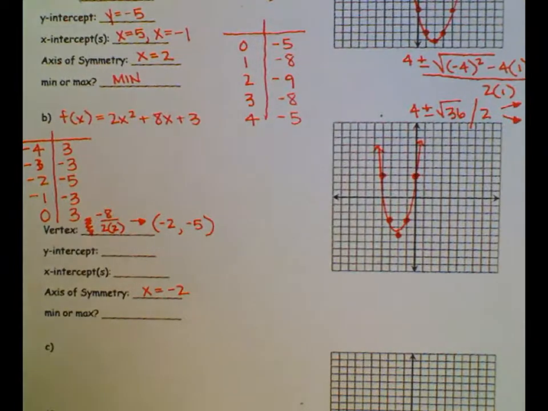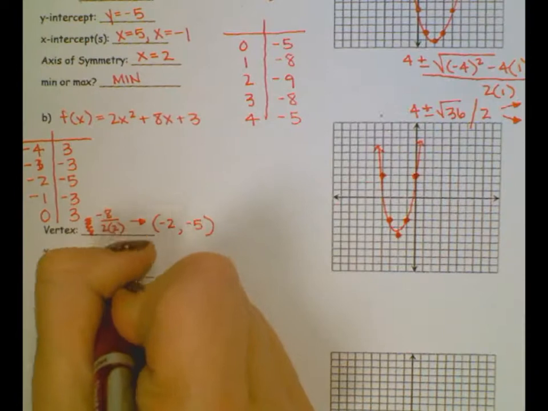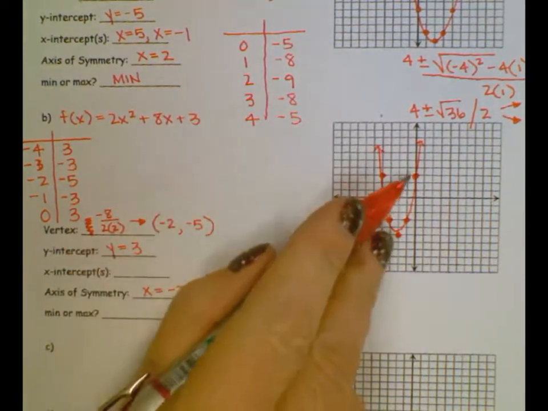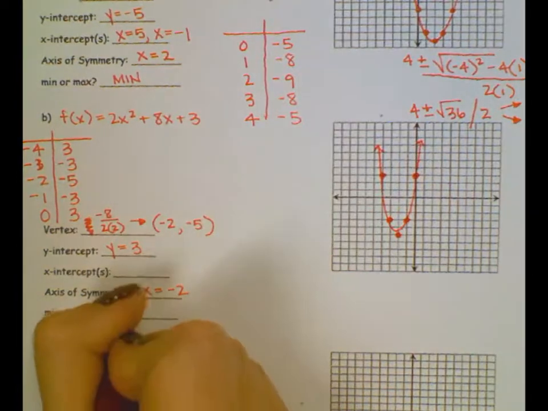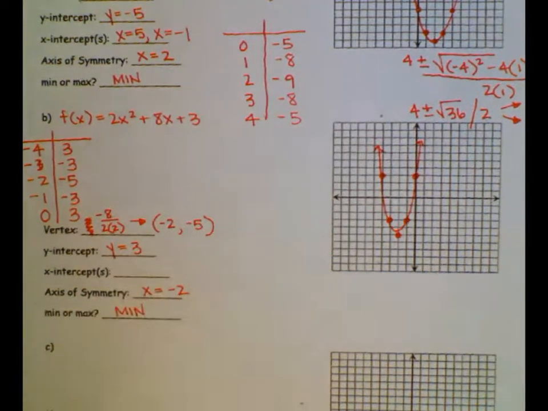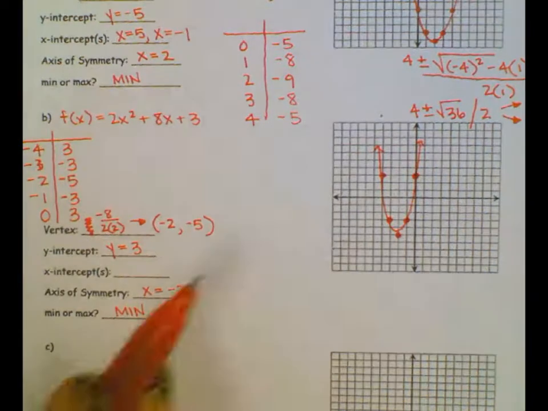Your y-intercept, what is it? Y equals 3. Perfect. It's right where it touches the y-axis right there. Is this a max or a min? Min. Perfect. Okay, now here's the problem with the x-intercepts.